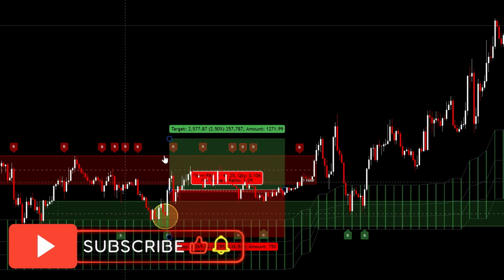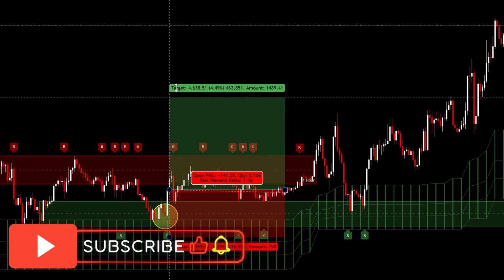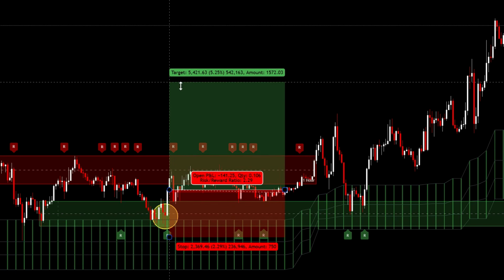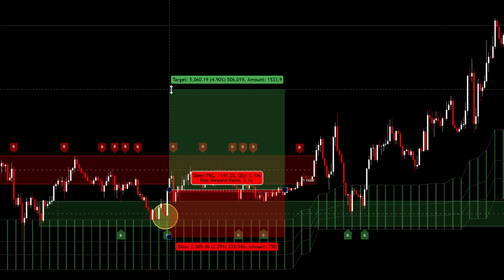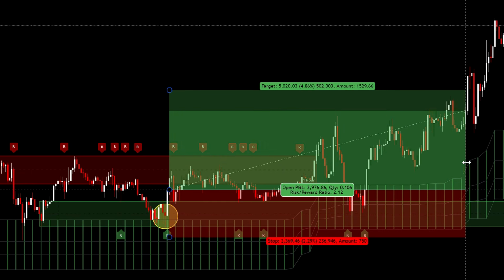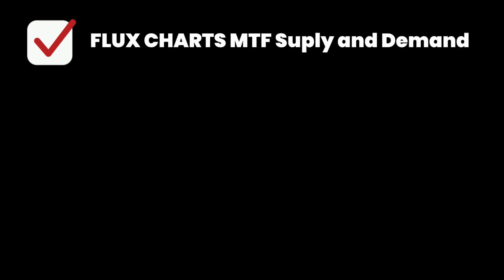This layering, zones plus trend filter, gives me a clear picture, cutting out noise and highlighting setups that actually make sense. So that's how I stack those two tools together: Flux Charts MTF Supply and Demand zones, and Black Flag FTS for trend direction.